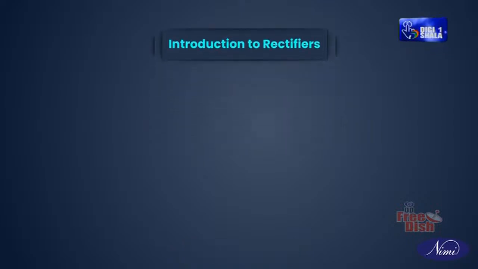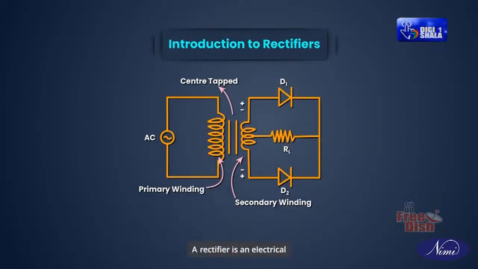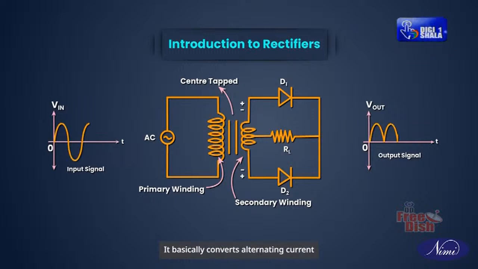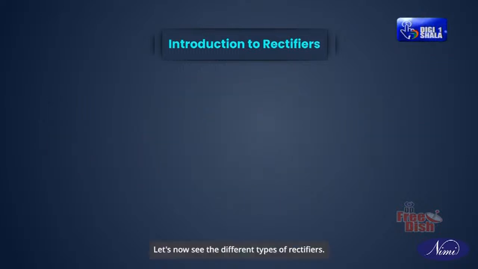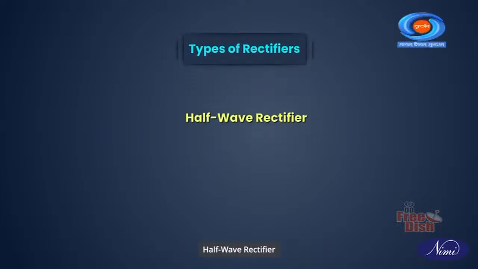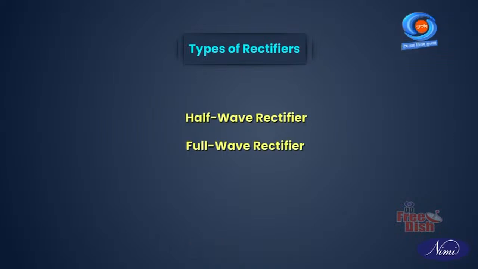Introduction to rectifiers. A rectifier is an electrical device comprised of one or more diodes that allow the flow of current only in one direction. It basically converts alternating current into direct current. See the different types of rectifiers. They are half-wave rectifier and full-wave rectifier. Let's see each of these in detail.